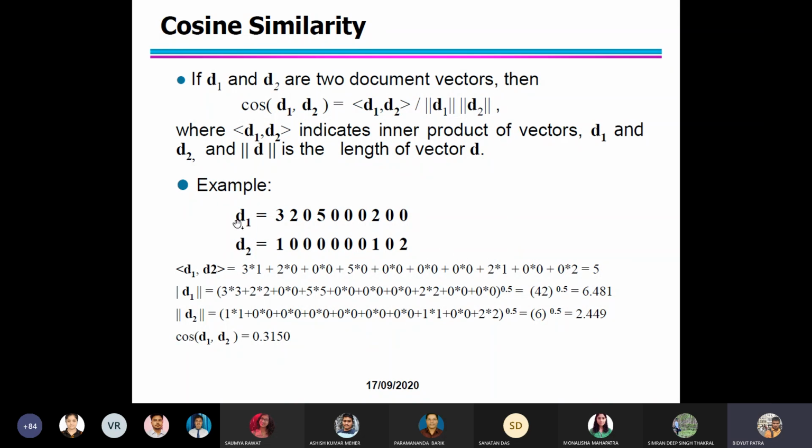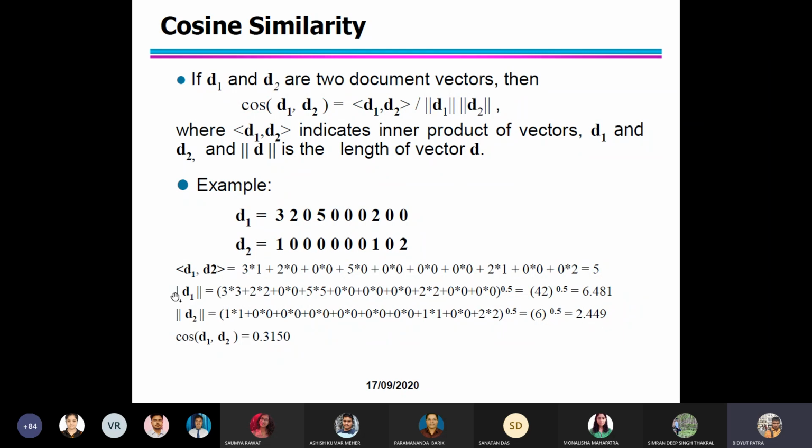Okay, so here D1 is one vector, D2 is another vector. So what do we have to do? We have to compute the dot product. If you see here, all the others are 0, so we'll have the value 3 into 1 and 2 into 1. So you will have the dot product 5. And now you compute the L2 norm for this vector, that is D1, and it happens to be 6.481. And similarly for D2 also we will get 2.4.